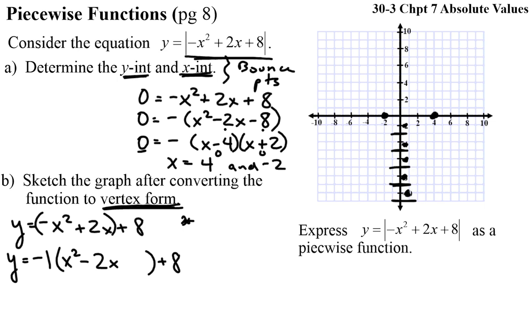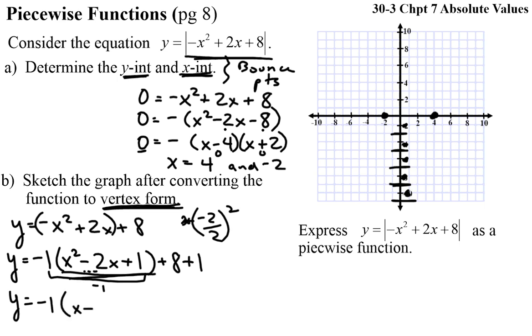I need the magic number. Negative 2 divided by 2, but I want that squared. Well, that becomes 1. What did we add to this question? We added a negative 1. So I need to add a positive 1 to counteract that. Now we factor this: negative 1, x minus 1 squared plus 9. There's my vertex form.